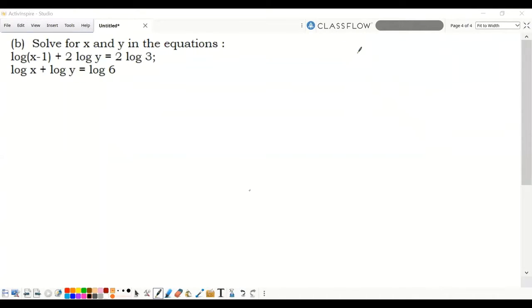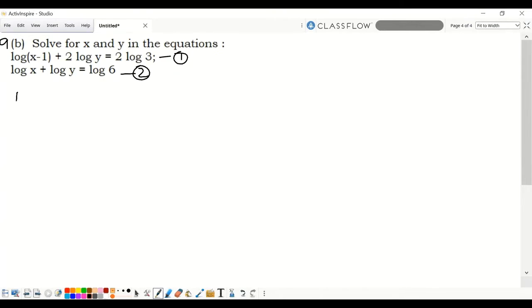This video is about the solution of question number 9b of WASSCE 2020 Elective Math Paper 2. It says solve for x and y, and they have given us two equations. Okay, so let's try to convert them to simpler forms first.